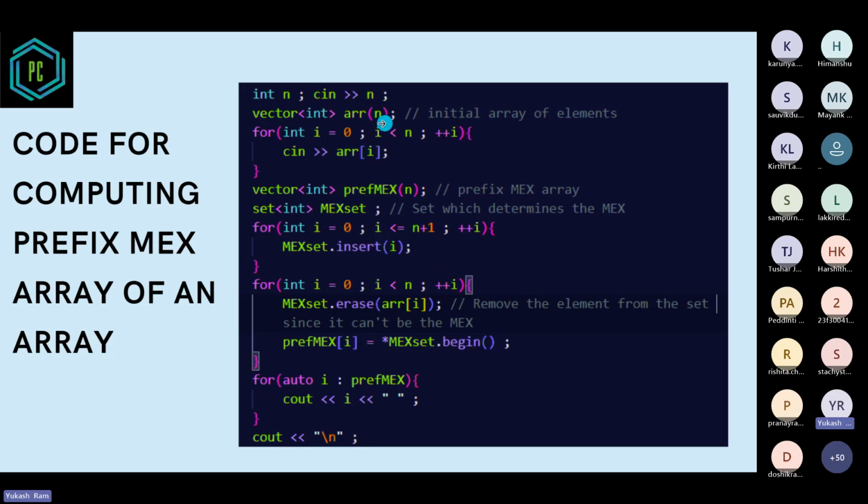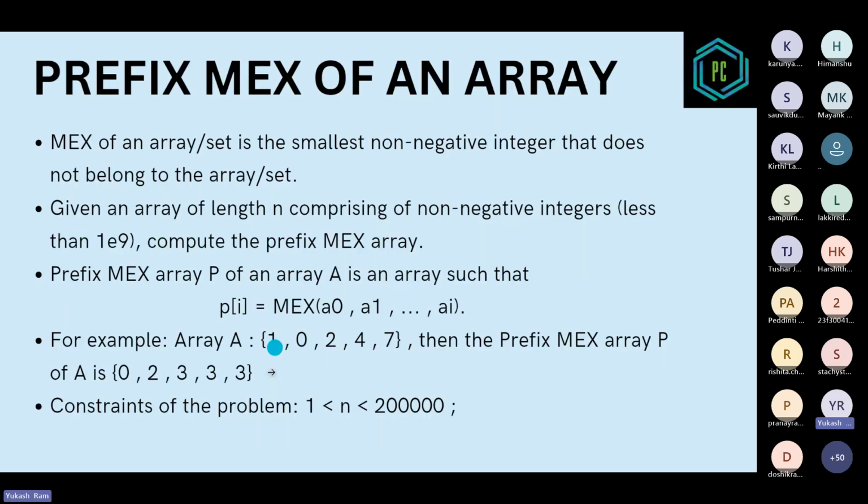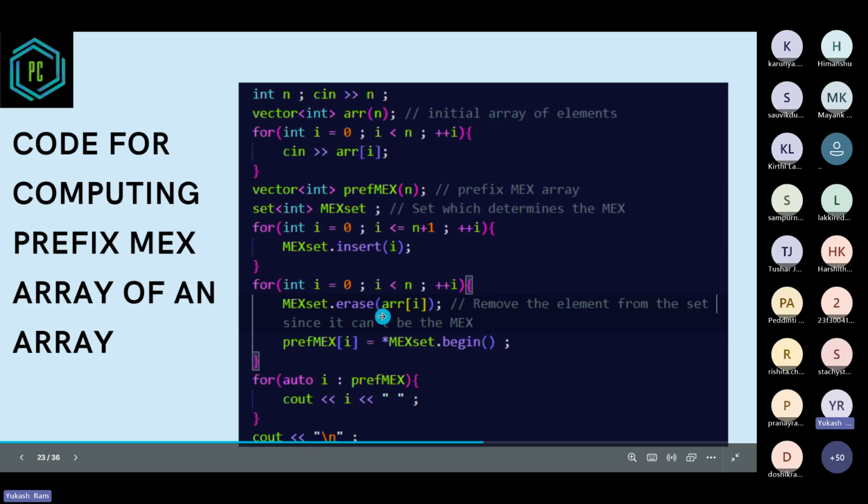So we initialize the vector, we get the input, and we initialize the prefix max array, and then we initialize a set, and then we insert elements. I'm inserting till n plus 1. For safety purposes, you can insert till n as well, but I'm also inserting 0. Then we go through the array and erase the element whenever we encounter it. So if we encounter 1, we erase 1 from the set.